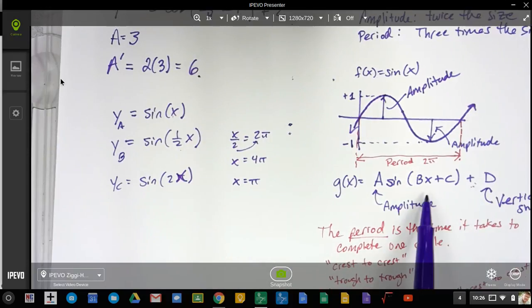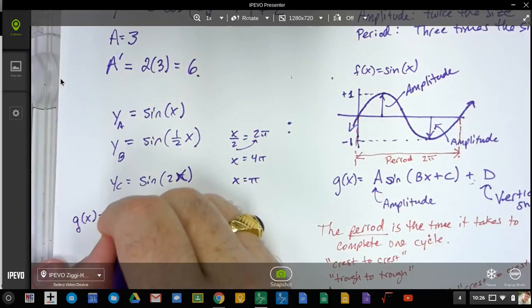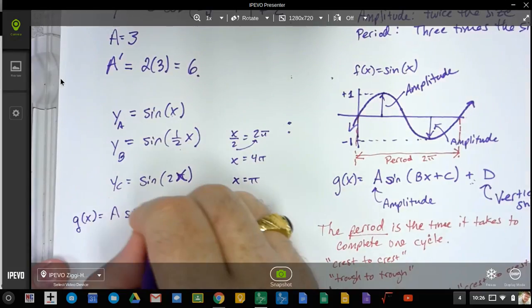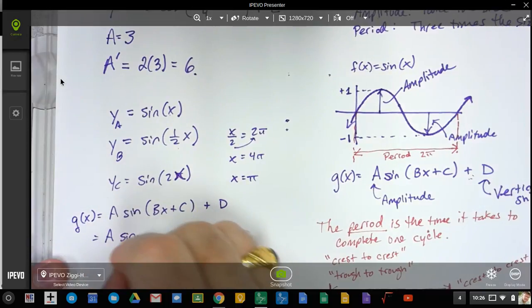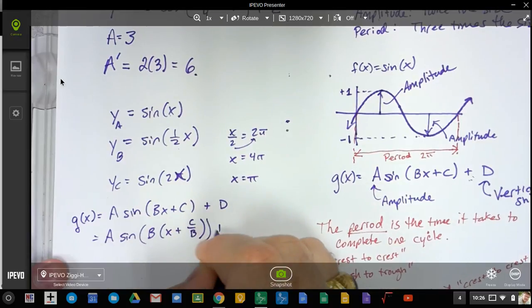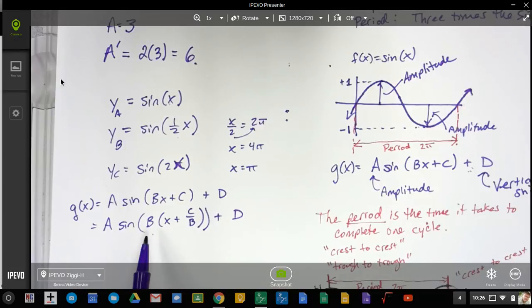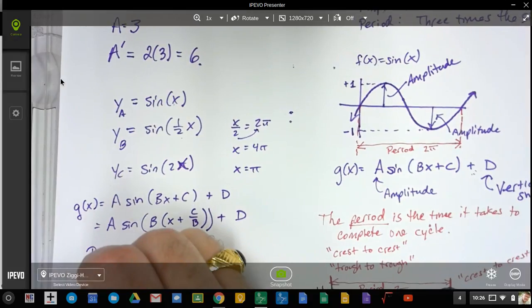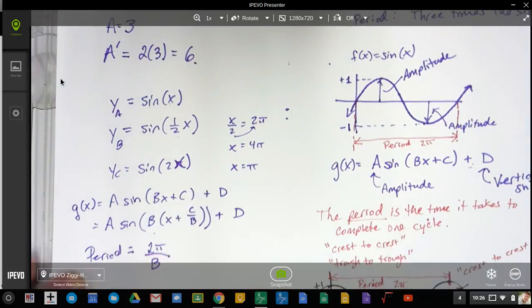So if I go to this function over here, g of x equals a times sine of bx plus c plus d, I'm going to take this and I'm going to factor b times x plus c over b plus d. All right. Guys, that value of b in the function contains your period. Okay. All right. So the period is actually equal to 2 pi over b. Okay.